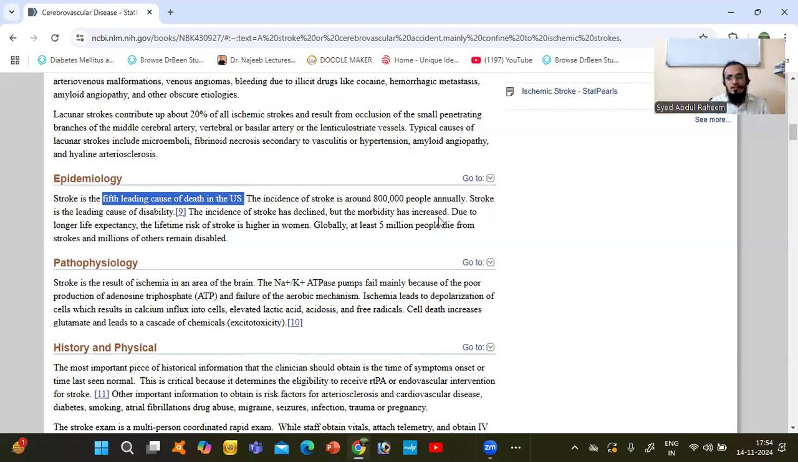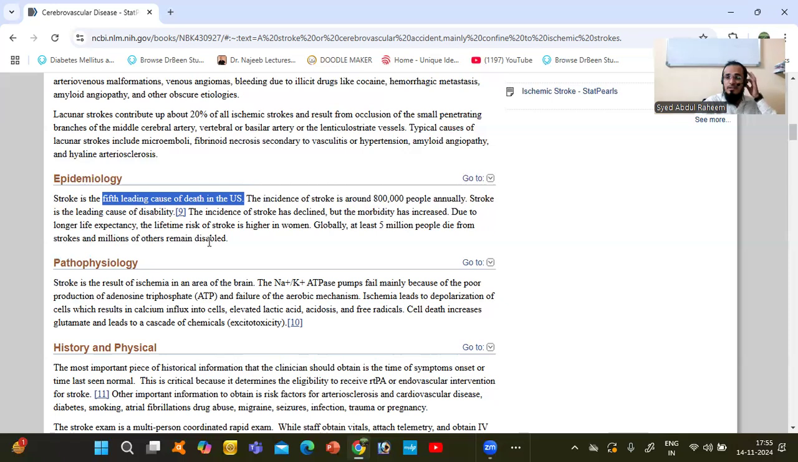Okay, so this is the thing. Morbidity has increased and mortality has decreased, but the lifetime morbidity risk is affected due to longer life expectancy. The lifetime risk of stroke is high in women because their life expectancy is more than men. At least 5 million people die from strokes and millions of others remain disabled.